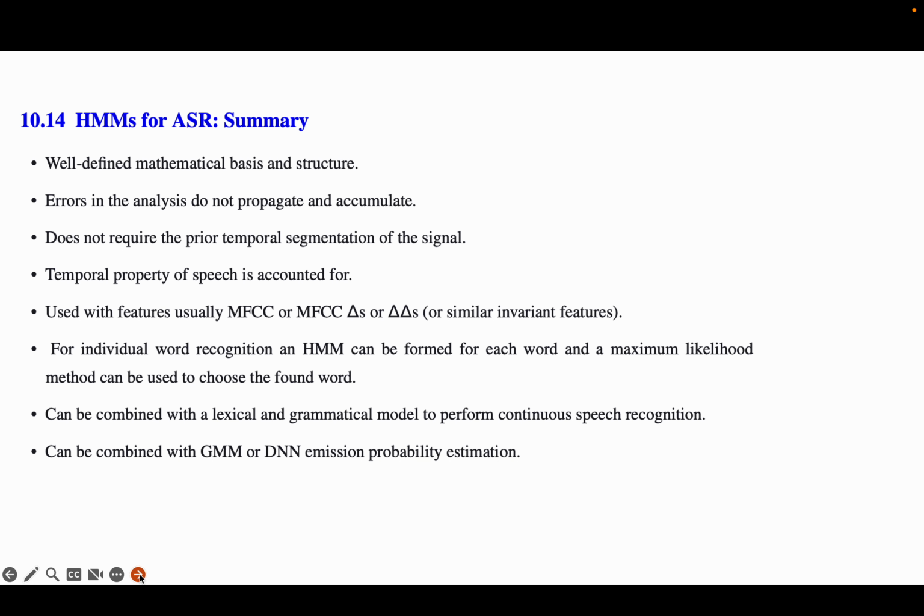For individual word recognition, you can form a hidden Markov model for each word, and then you can use a maximum likelihood method to choose the found word. It can be combined with a lexical or grammatical model to perform continuous speech recognition. And finally, it can be combined with a Gaussian mixture model or a deep neural network for emission probability estimation.